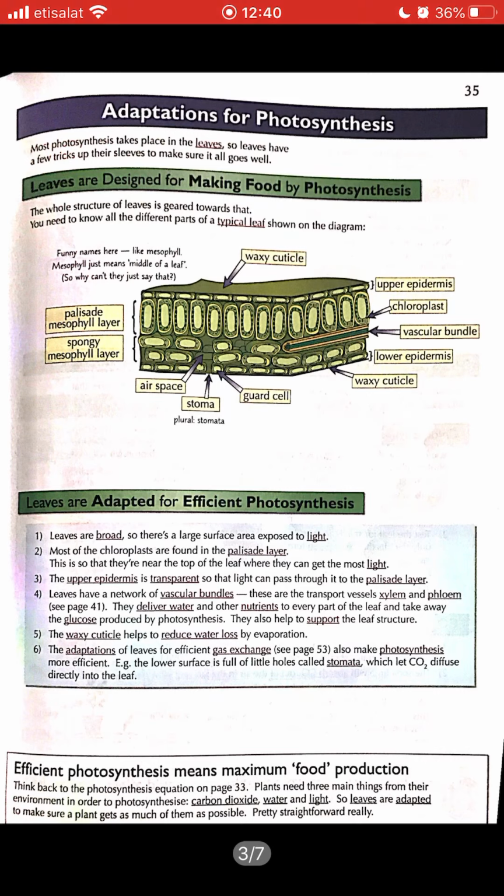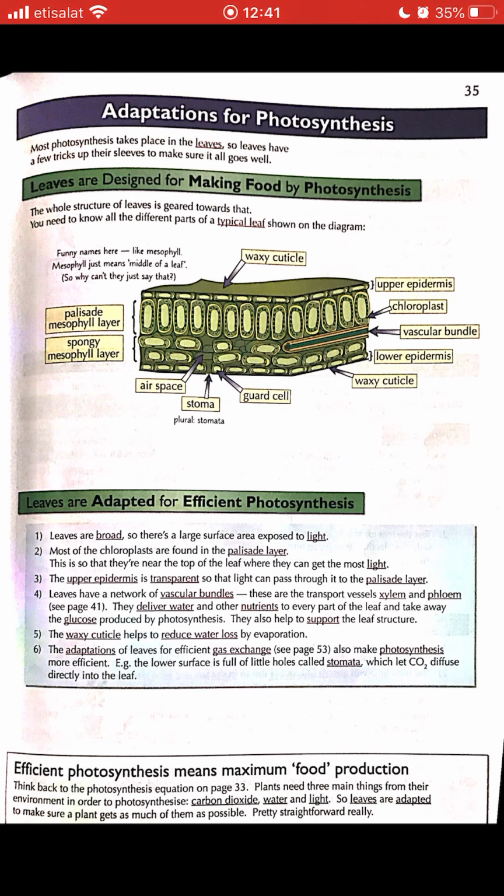Now, the leaf is the main site of photosynthesis, and funnily enough, the leaf is therefore adapted for photosynthesis. So it's designed in a way to maximise that rate of photosynthesis, to make sure it's happening as quickly as possible. You need to be able to label the leaf, so the diagram is there. I'm not going to talk you through the diagram. You can look at it for yourselves and label the parts, but you do need to be able to pick them out. So you need to be able to label them if you were given a diagram. And then there are a few different adaptations that are worth knowing about.